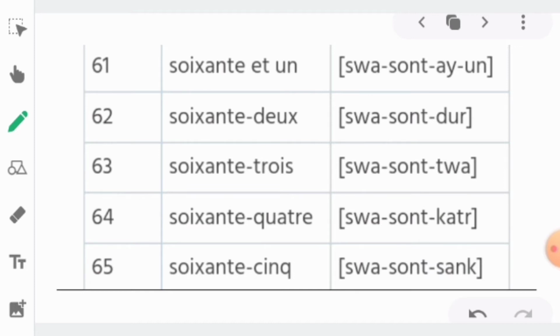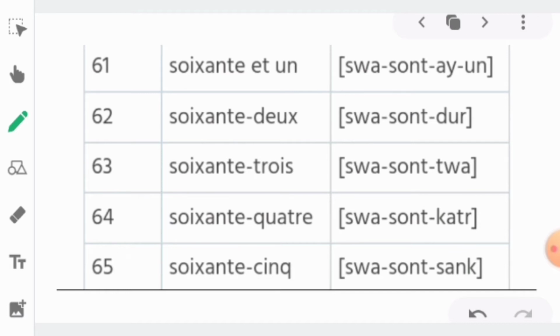Next for 64 it will be soixante quatre, okay. So for soixante it will be SOIXANTE, and for quatre QUATRE, yaani for 4. Quatre is used for 4.